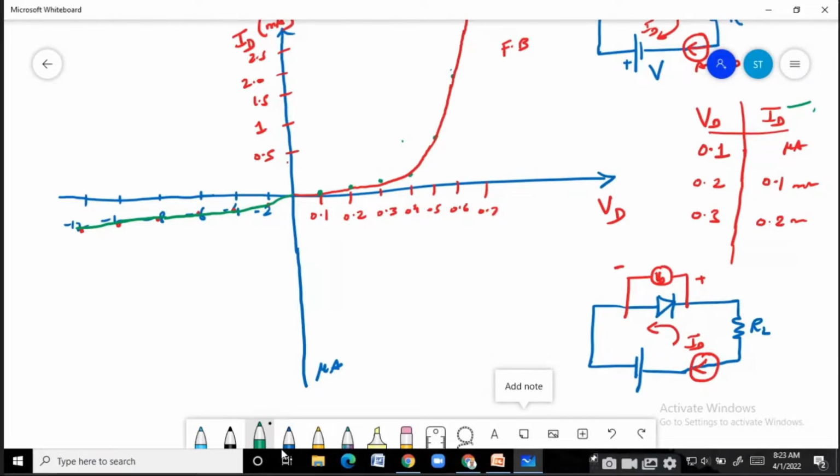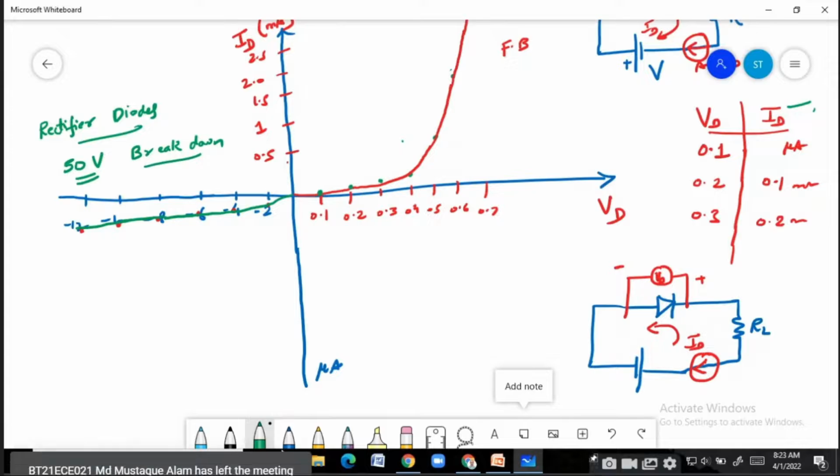Normally, the diodes that we use in the lab are known as rectifier diodes. They're called rectifier diodes, and their breakdown voltages are up to 50 volts. Whenever I say breakdown, obviously you're going to put a negative sign. I'm talking about a negative voltage, but since it's a magnitude that I'm specifying, I'm saying 50. The 50 volt breakdown means a negative voltage across the diode, which can go up to 50.